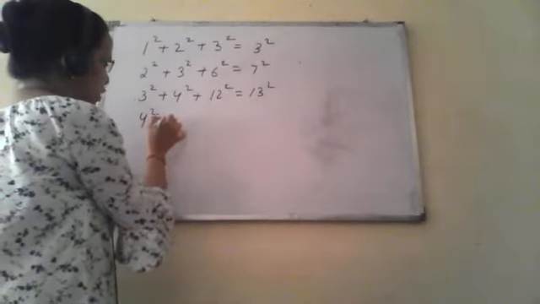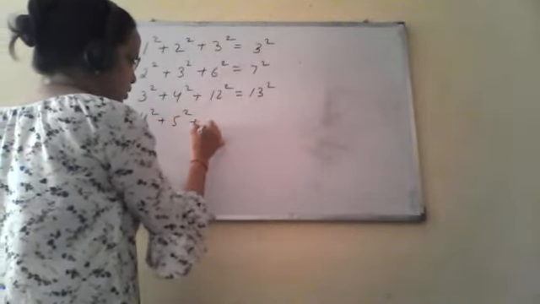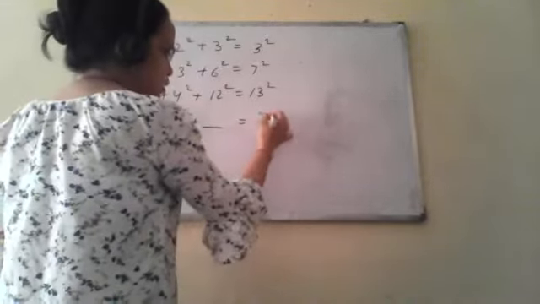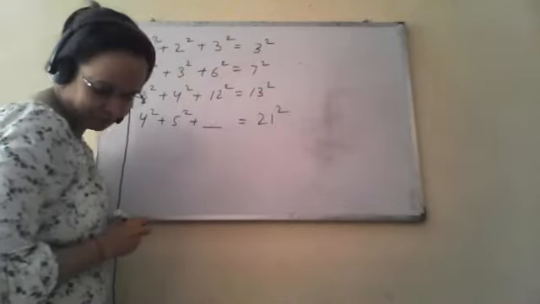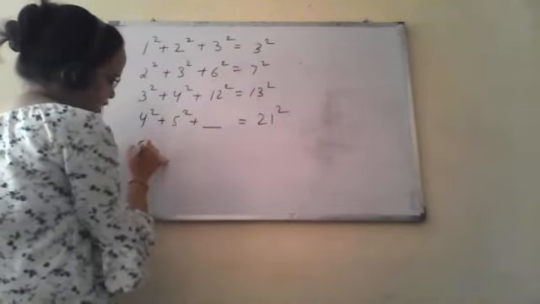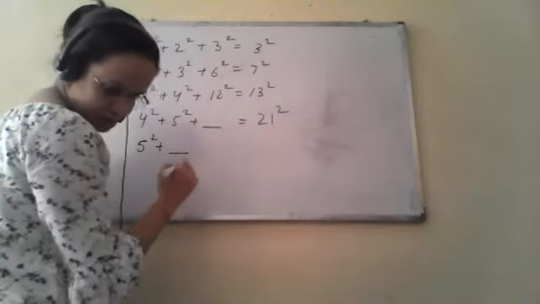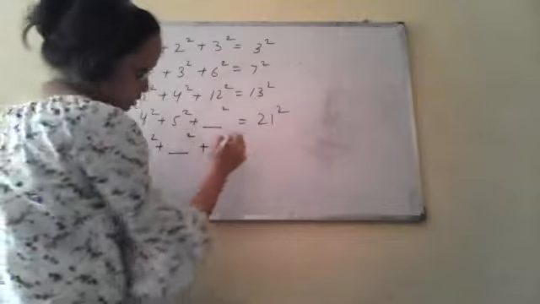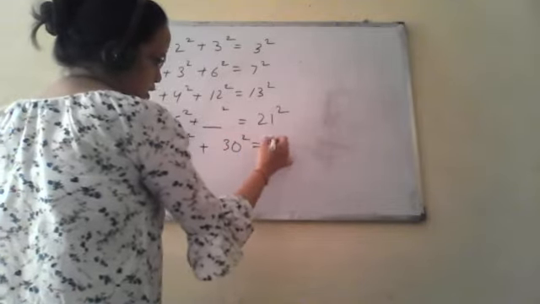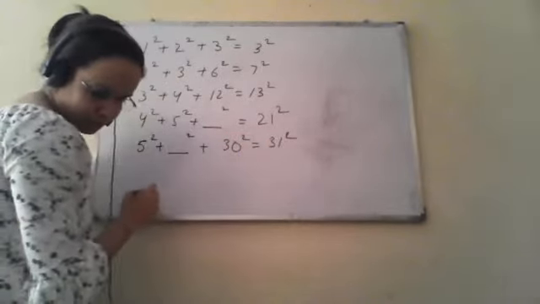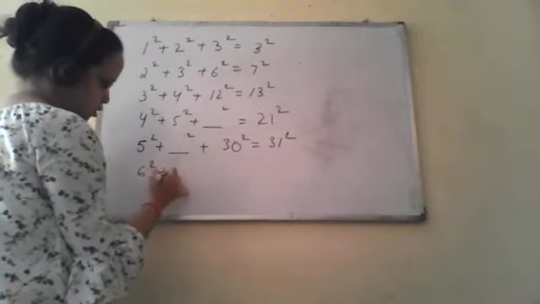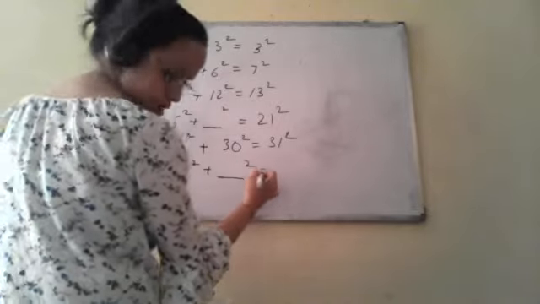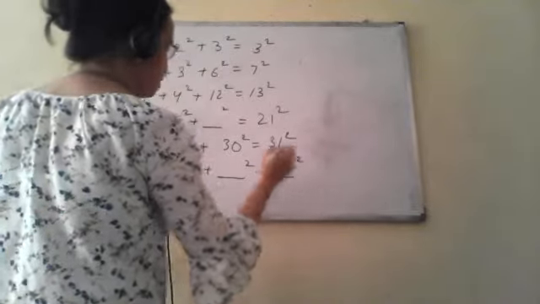We have 4 square plus 5 square plus a blank, which we have to find, and this is 21 square. Next is 5 square plus dash square of this number. Okay. And next is 30 square, and we have 31 square. And next is 6 square plus 7 square plus dash square, and we have to find this number.